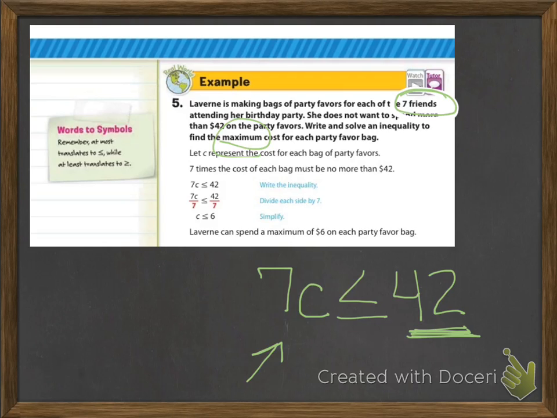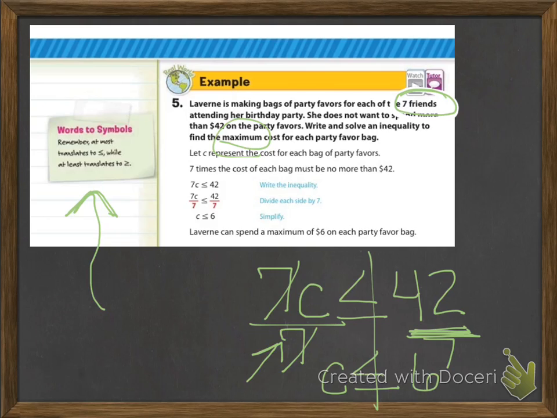Now, if you look over in the work zone area where it says words to symbols, they did remind you here that at most translates to less than or equal to, while the at least translates to greater than or equal to. So from here, we would divide both sides by 7. These 7's cancel out, giving us our answer of C is less than or equal to 6. So what that's telling us is Laverne can spend no more than $6 per party favor if she wants to keep to her budget of spending no more than $42 total.